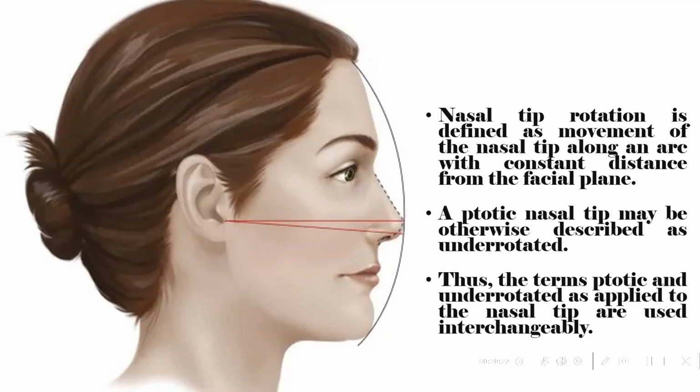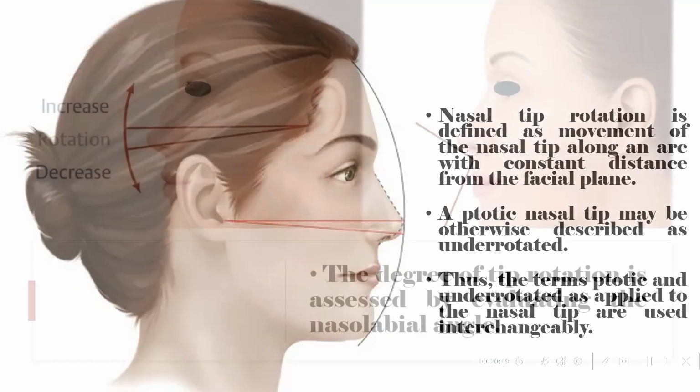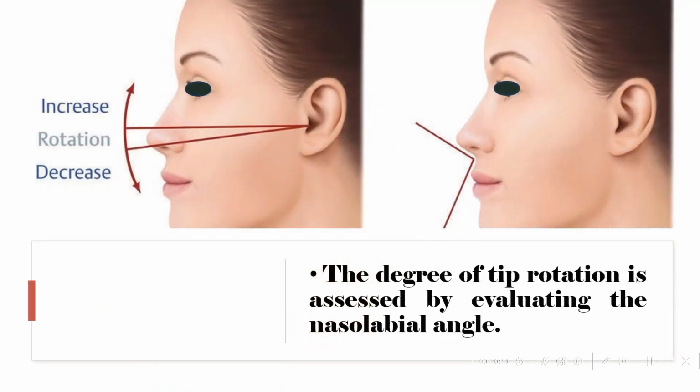Nasal tip rotation is defined as movement of the nasal tip along an arc with constant distance from the facial plane. A ptotic nasal tip may be otherwise described as underrotated. Thus, the terms ptotic and underrotated as applied to the nasal tip are used interchangeably. The degree of tip rotation is assessed by evaluating the nasolabial angle.